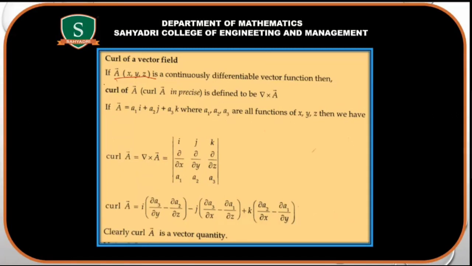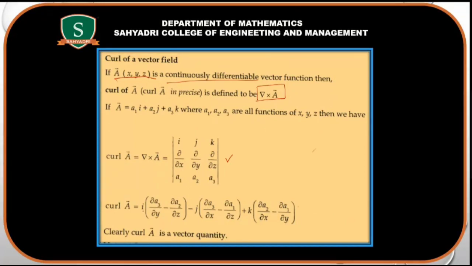Okay, so we'll continue. If A is a vector point function which is continuously differentiable, then the curl is defined as del cross A. That means we are applying the cross product with a vector function. So curl A is equal to del cross A. As you know, whenever you apply a cross product between any two vector functions, it can be written as a determinant of i, j, k, ∂/∂x, ∂/∂y, ∂/∂z, a1, a2, a3. That means you are writing the coefficients of i, j, k in the first vector and the second vector.